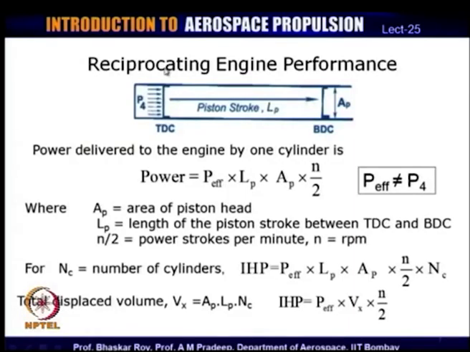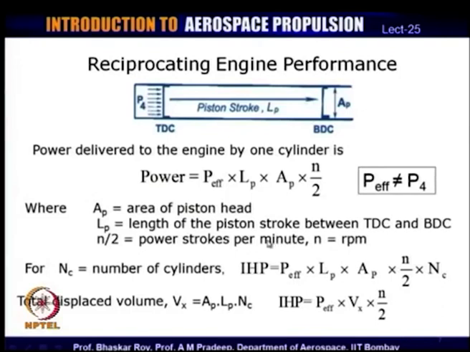That means its motion backwards from TDC to BDC, and it executes the power stroke. Now, the power delivered to the engine by one cylinder is often given by this simple relation: power is equal to P effective into the length of the power stroke into the area of the piston into n by 2, n by 2 being the power strokes per minute, where n is actually the RPM, or the rotary motion of the crankshaft.